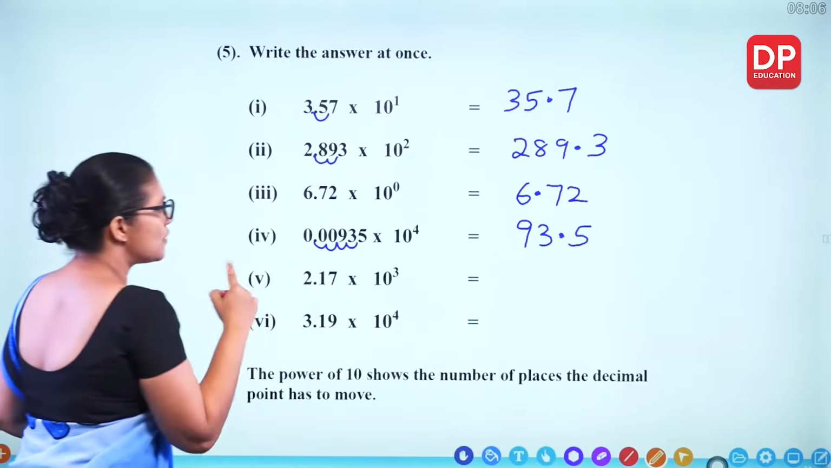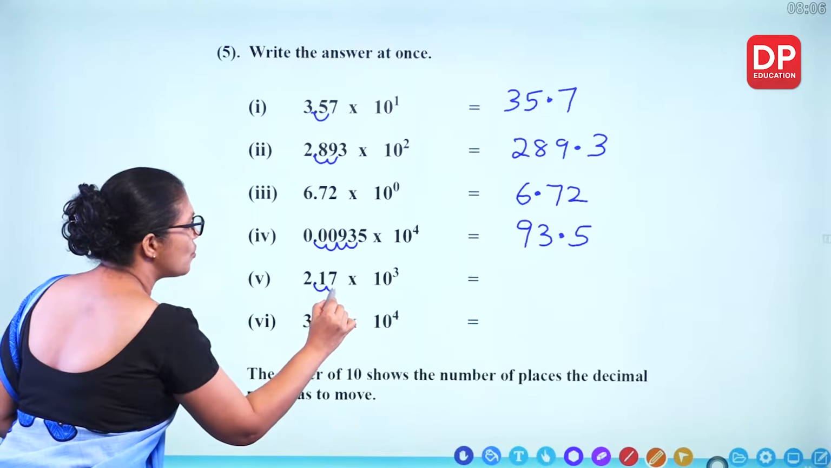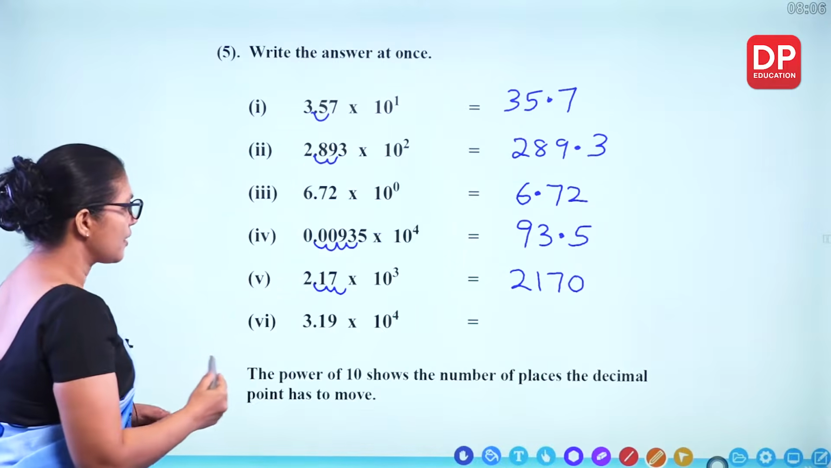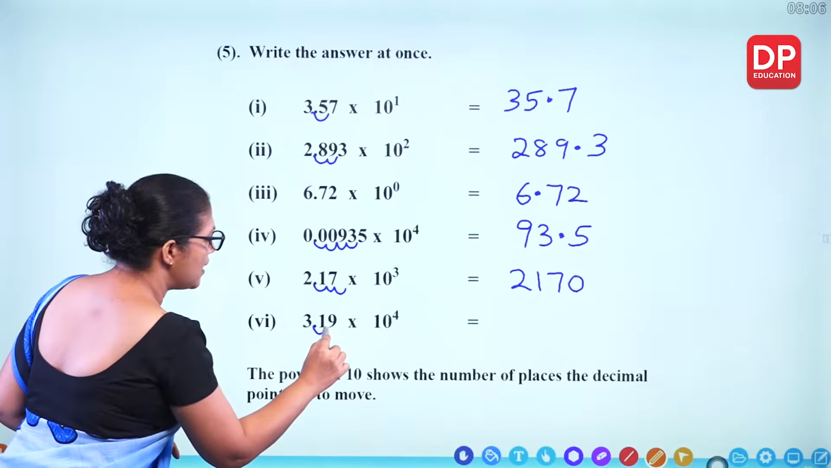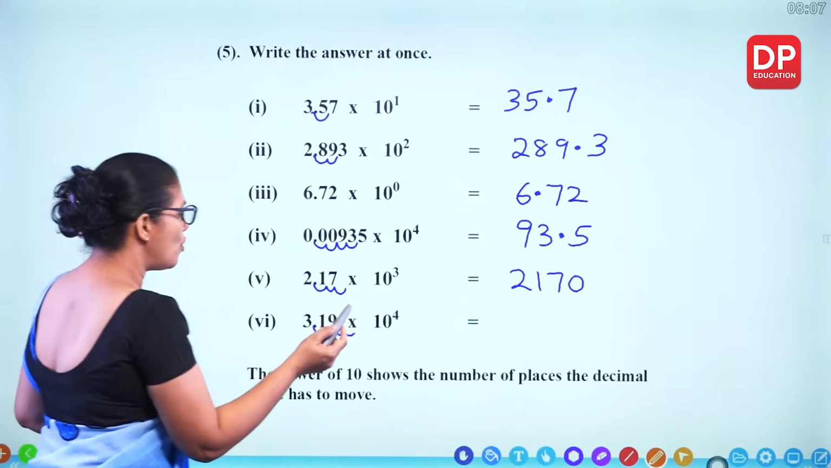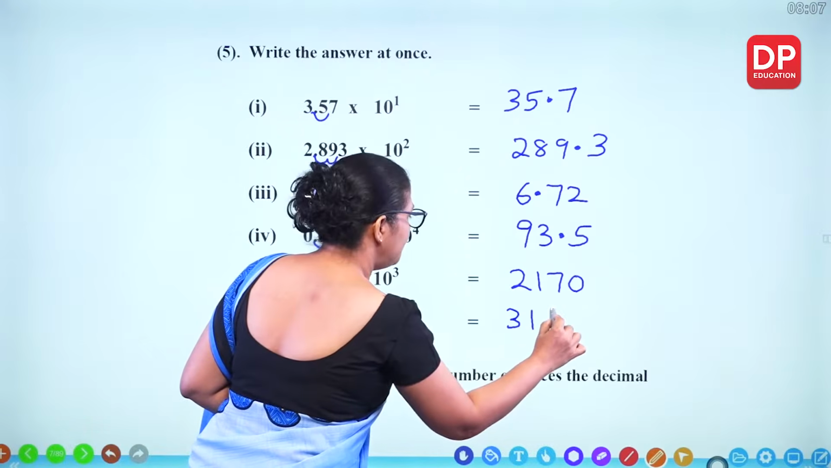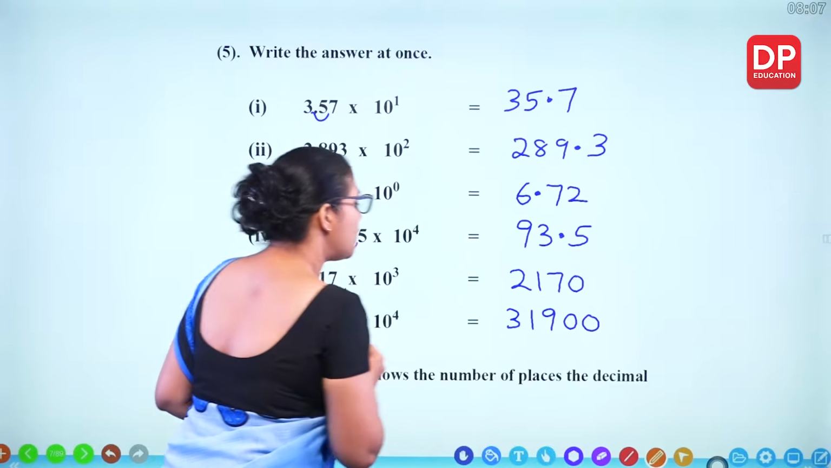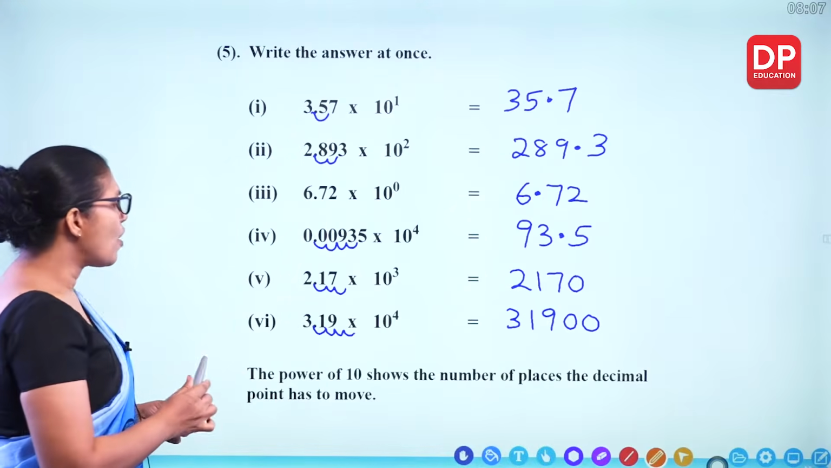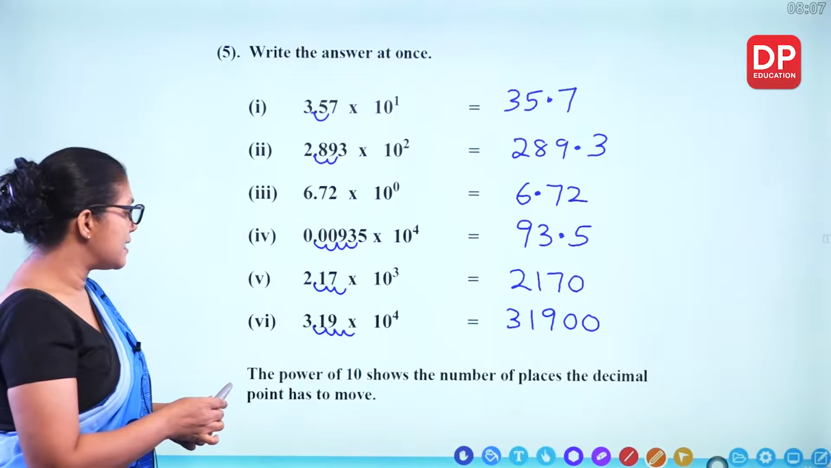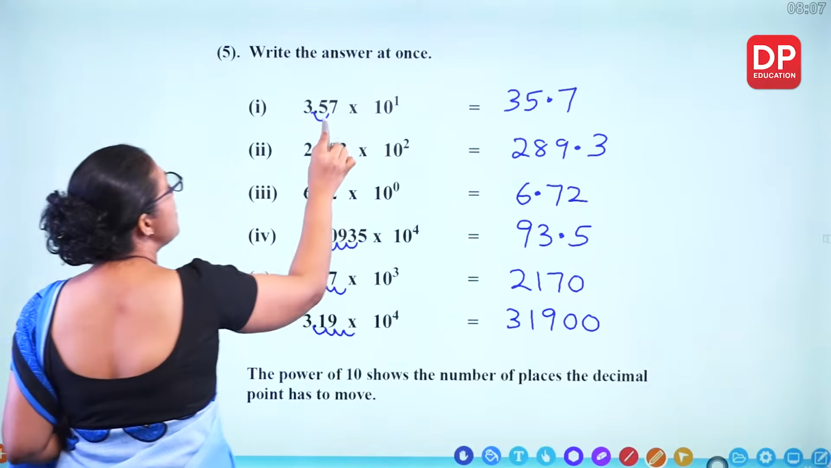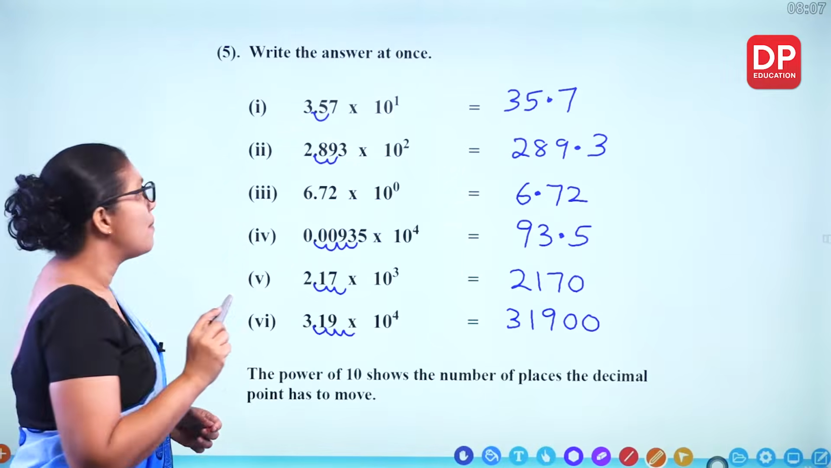93.5. This one power is 3. 1, 2, 3. 2170. 10 to the power 4 means 4 places to the right. 1, 2, 3, 4. So you need another 2 more zeros. 31,900. The power of 10 shows the number of places the decimal point has to move. So remember that always power shows how many places you have to move the decimal point.